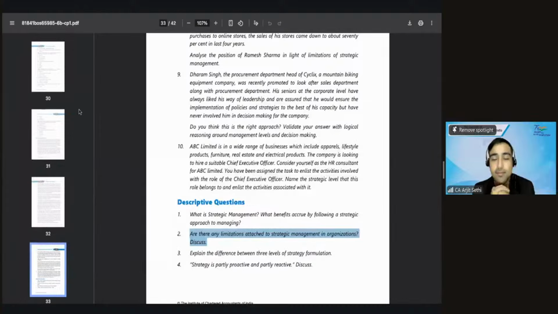So, limitations attached to strategic management in organization. The environment will be very complex, and there will be a time-consuming process. Then it's a very costly process. Then there will be many competitors. The reaction of the competition, essentially, right? Yes, sir. We don't know how the competition would react. That's the 4th point. Okay, awesome.